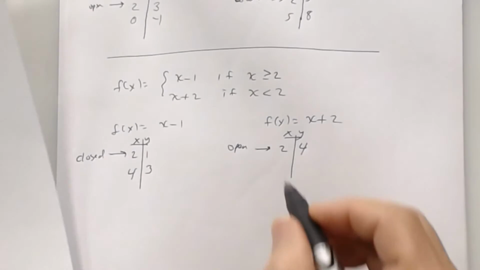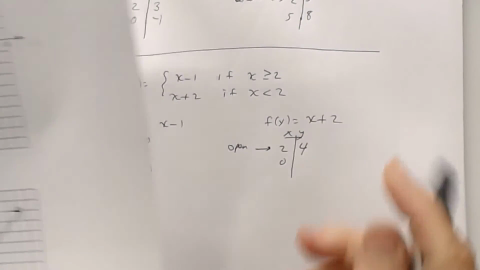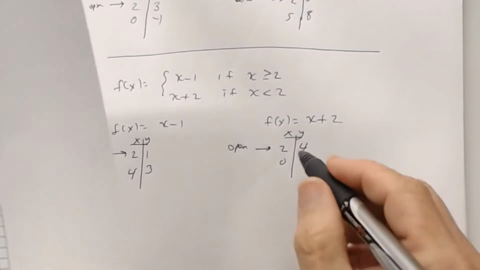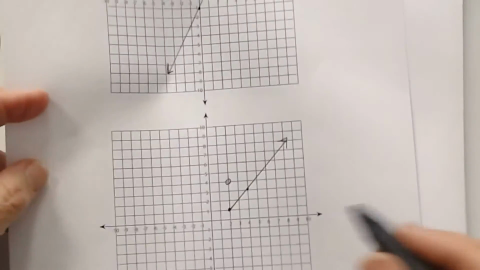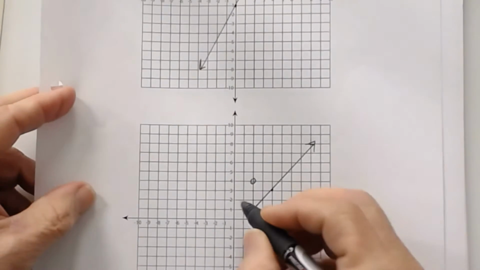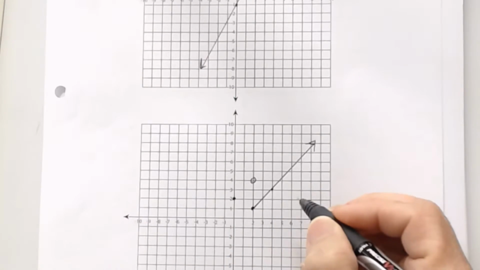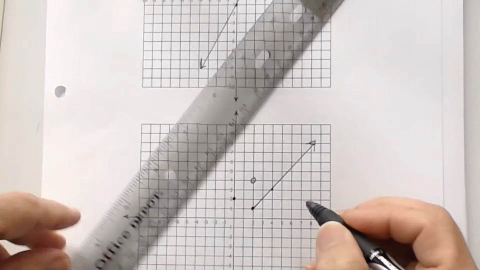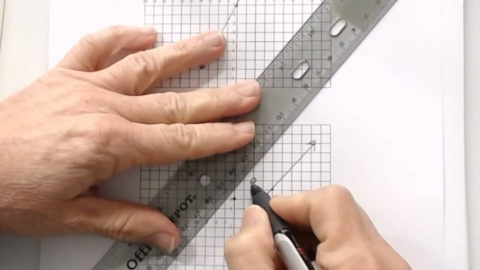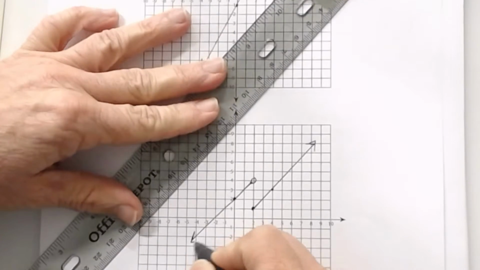6? I cannot use 6. 0. It's got to be less than 2. So if x is less than 2, I'll use 0. What's 0 plus 2? 2. So plot the point (0, 2), which is here. And remember, the open circle is my starting point. I go to that point I just found, and there's your graph.